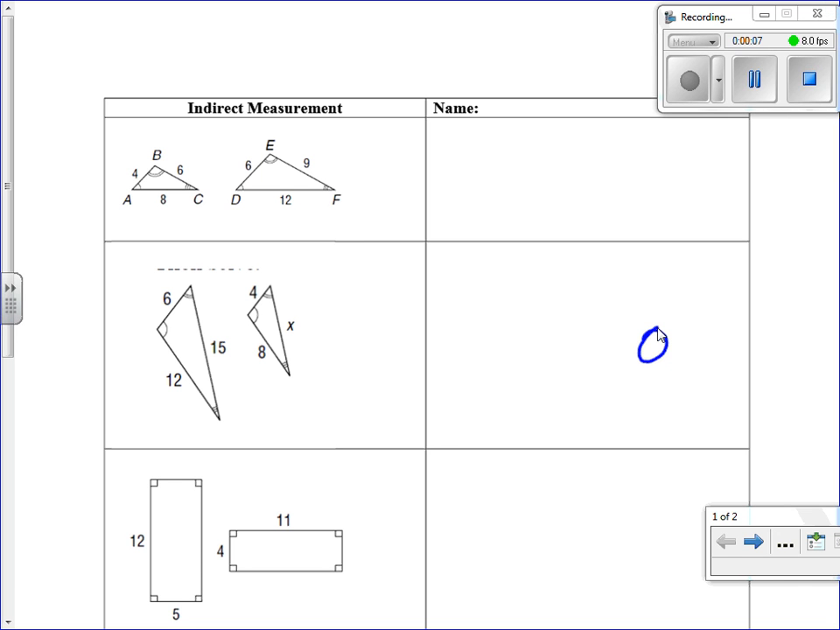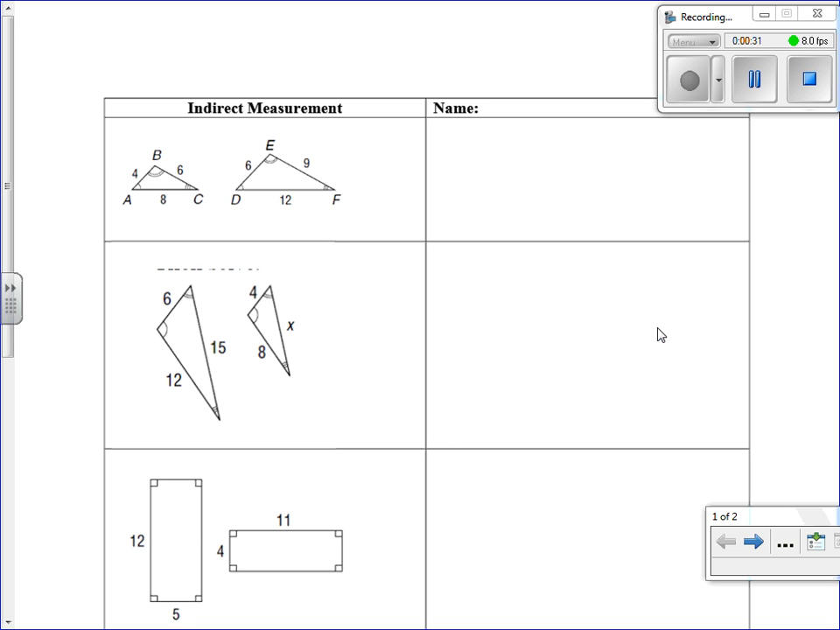Good morning. What we want to go ahead and talk about today is indirect measurement. We're still dealing with proportions. And what we're going to talk about is figuring out whether or not images are similar or not. And then we're going to determine the length of a missing side, all by using proportions. Okay, so let's go ahead and get to it.